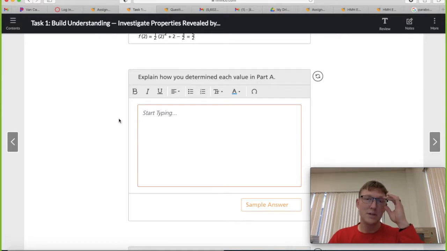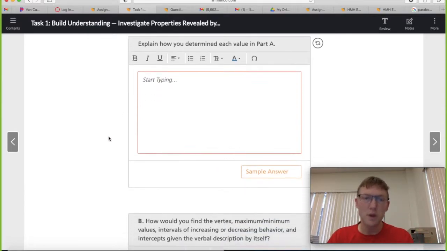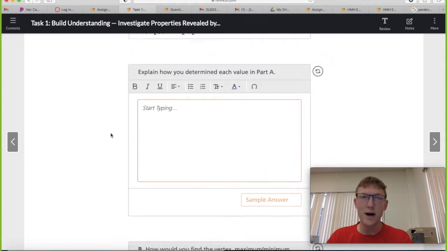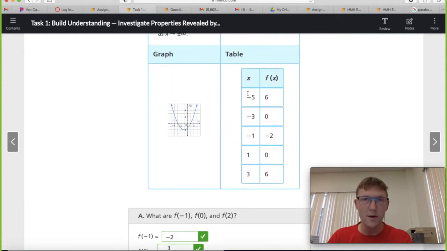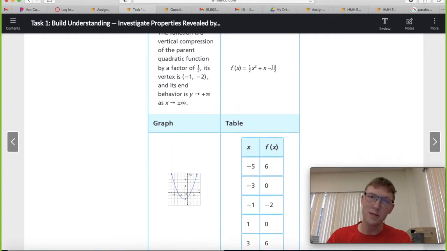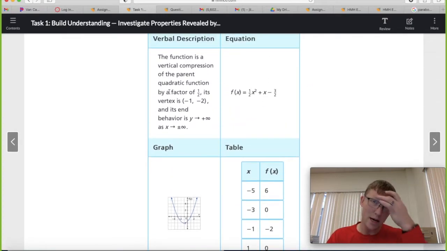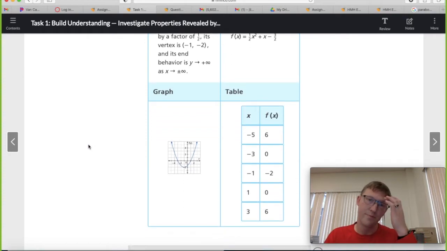Explain how you determined each of the values in part A. So I talked through where I found all those values. If it was on the table, great. I can use the graph, or if I need a precise answer, I can use the equation. I did not use the verbal description, but hey, whatever.